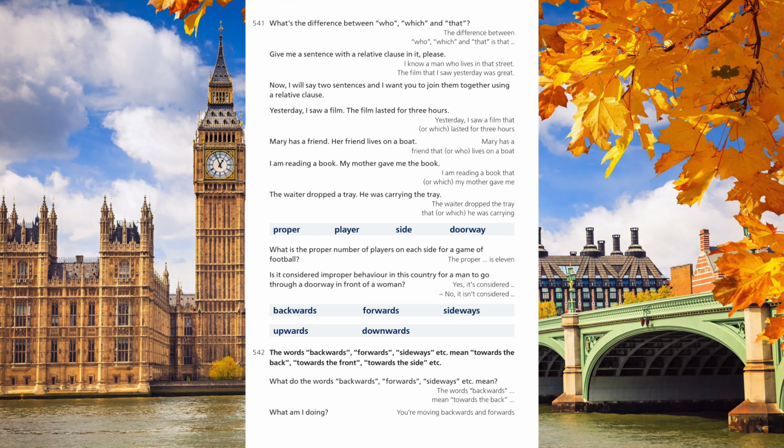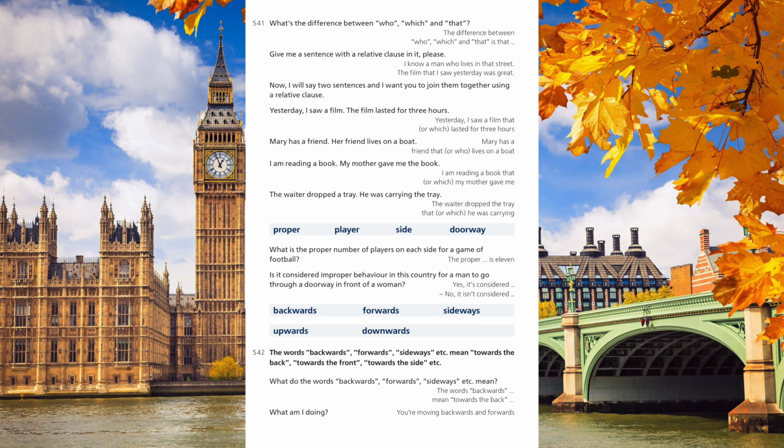What's the difference between who, which, and that? The difference between who, which, and that is that we use who for people, which for things and animals, and that for people, things, and animals. Give me a sentence with a relative clause in it, please. I know a man who lives in that street. The film that I saw yesterday was great.